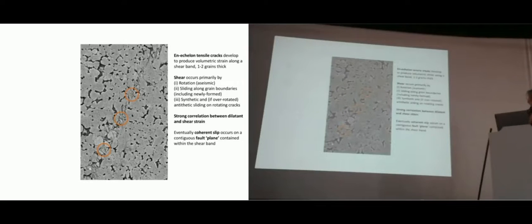And a very strong correlation, visually, you can see this, I'll show this later as well, between the dilatant and the shear strain. And then eventually, you get this coherent slip where the whole block is moving. And this is all before you eventually get a contiguous fault plane. So you have to distinguish between a shear band and a fault, where there's a contiguous connection between all of these features, where you can take a pencil and draw a line right between all of the connected elements of damage.